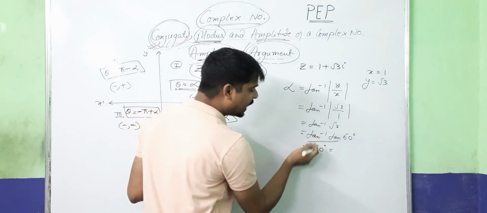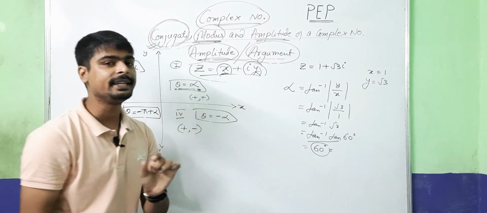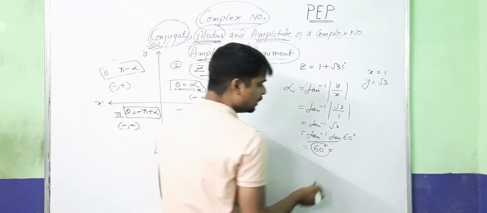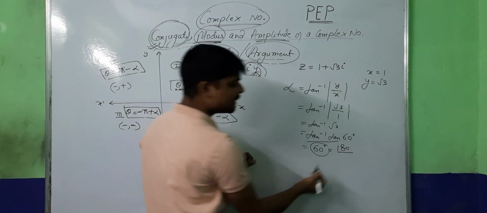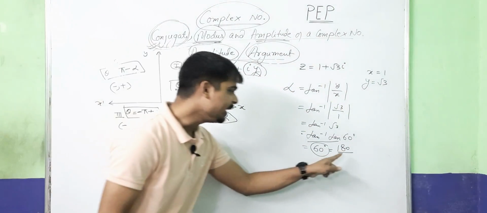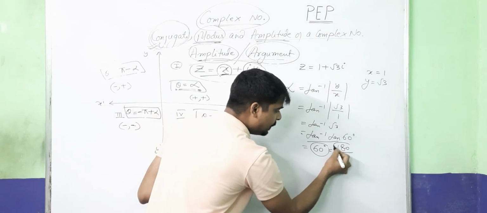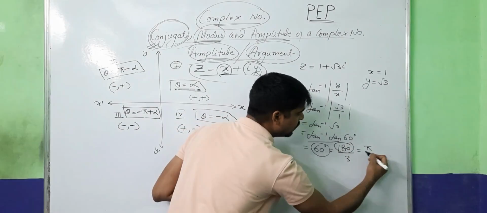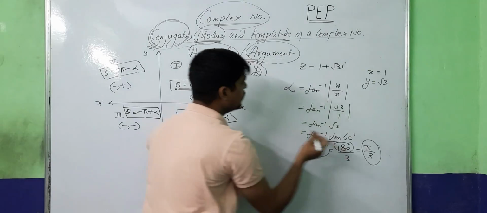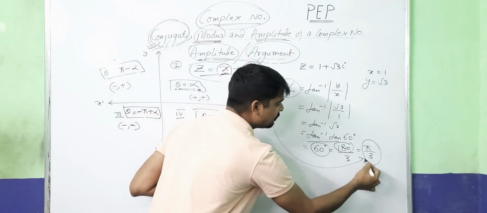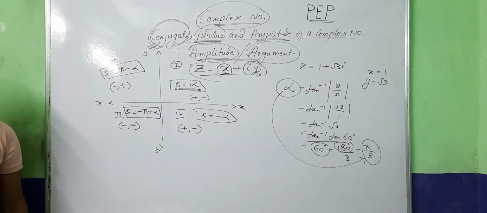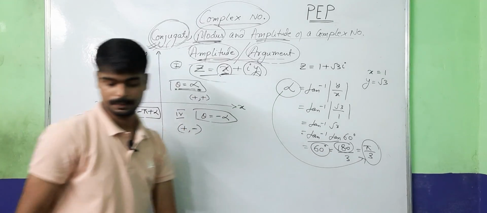Since you know we have to write this value in pi, and pi represents 180, 180 divided by 3 you will get 60 degree. In place of 180 degree you have to write pi and divide by 3. Then what is the value of alpha? Alpha's value is pi by 3.